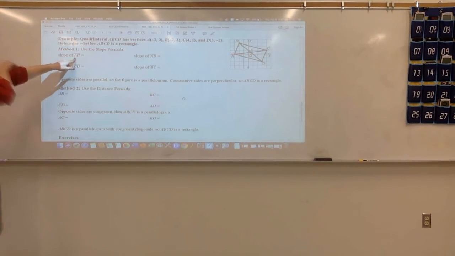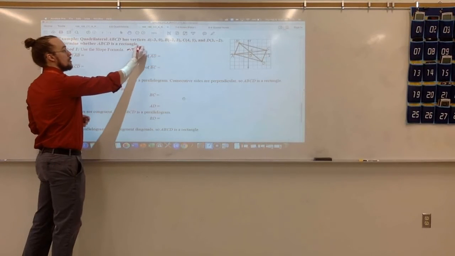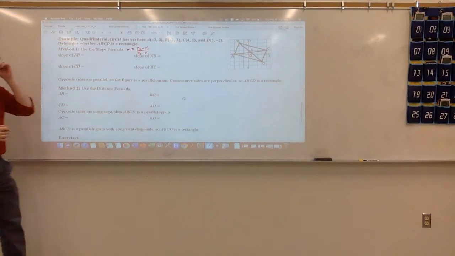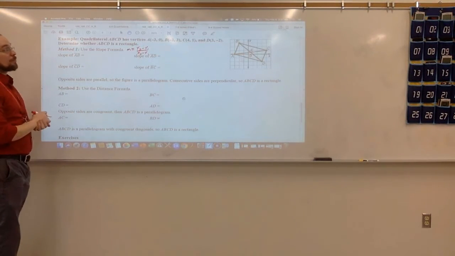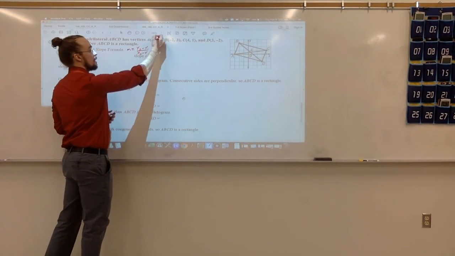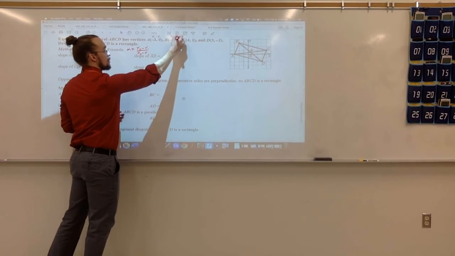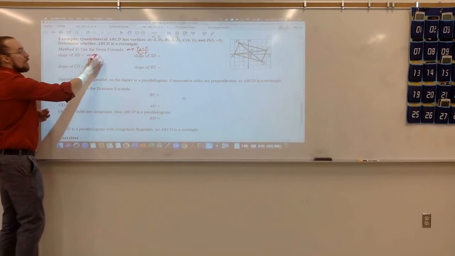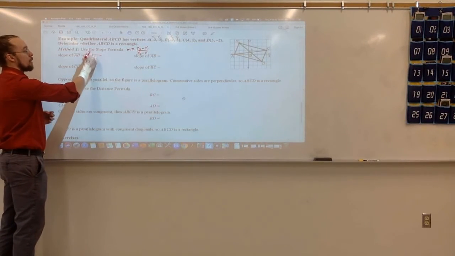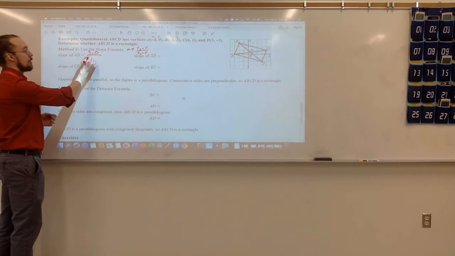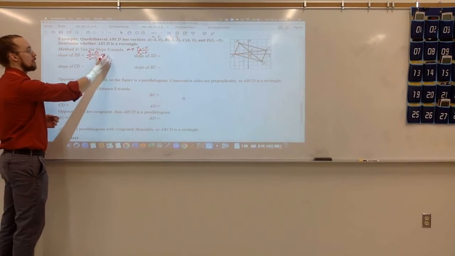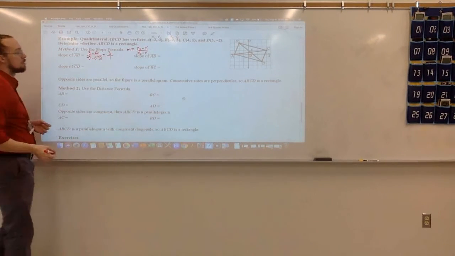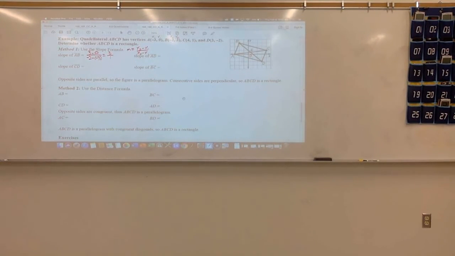So, we know that our slope formula is y2 minus y1 over x2 minus x1. So if I want to find the slope of AB, I'm labeling x1, y1, x2, y2, plugging all of that information in. y2 minus y1 will be 3 minus 0 over -2 minus -3. So that'll be 3 over -2 plus 3 is 1. My slope of AB is 3 over 1.